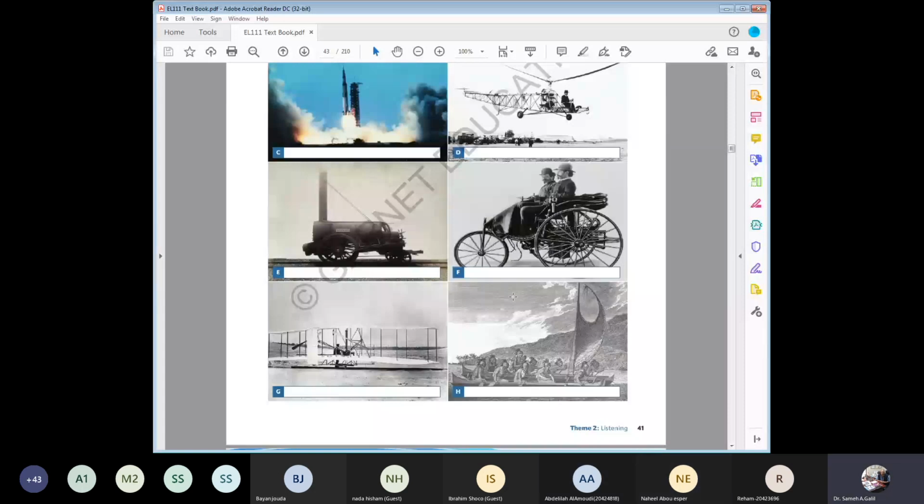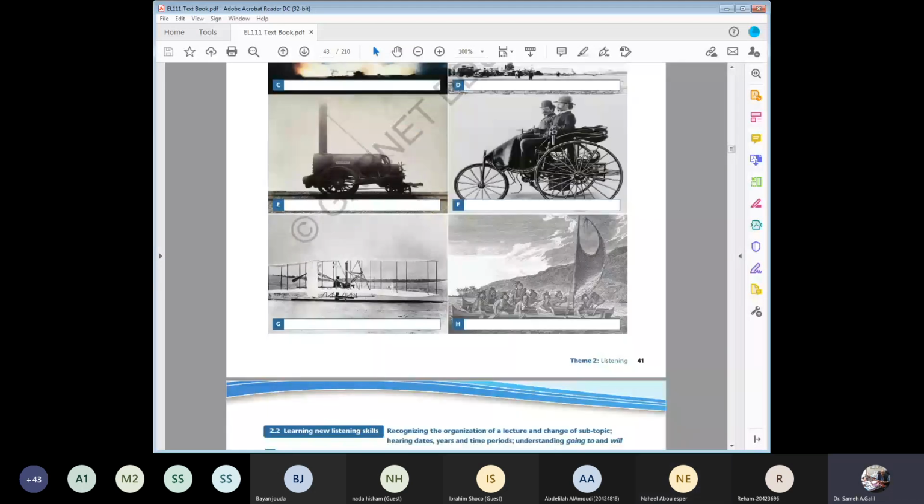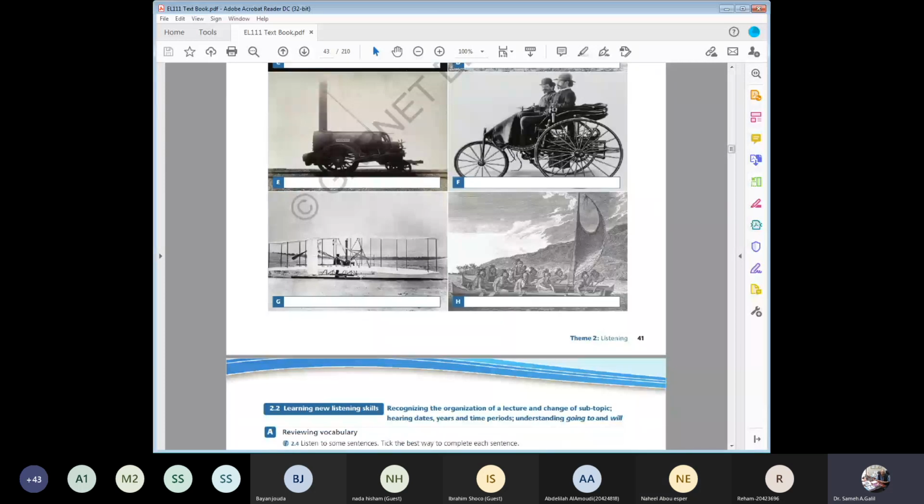Let's go back to the boat. What do you have to say about the boat? Superlative. You're going to. The boat is the oldest invention among all inventions. Yeah, that's interesting. Okay, so the boat is the oldest form of transport, if you like.